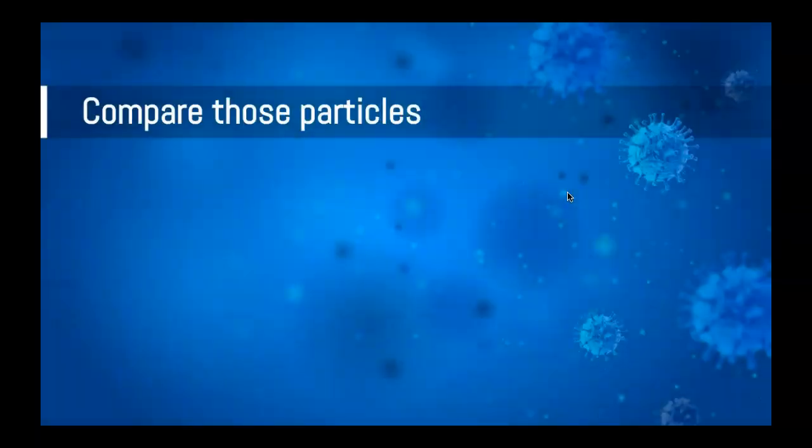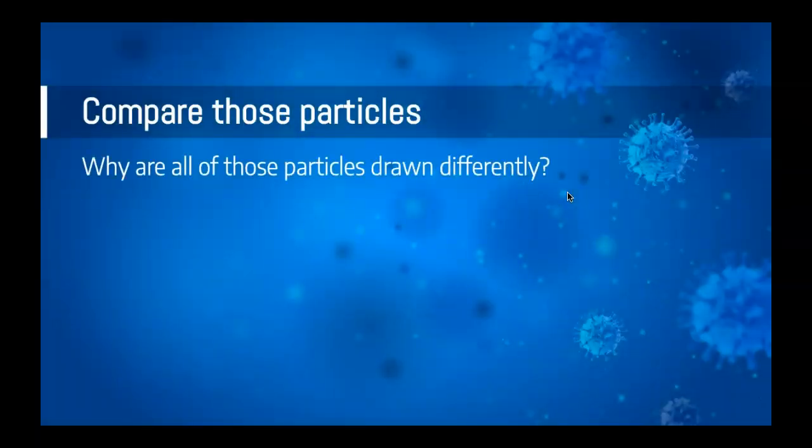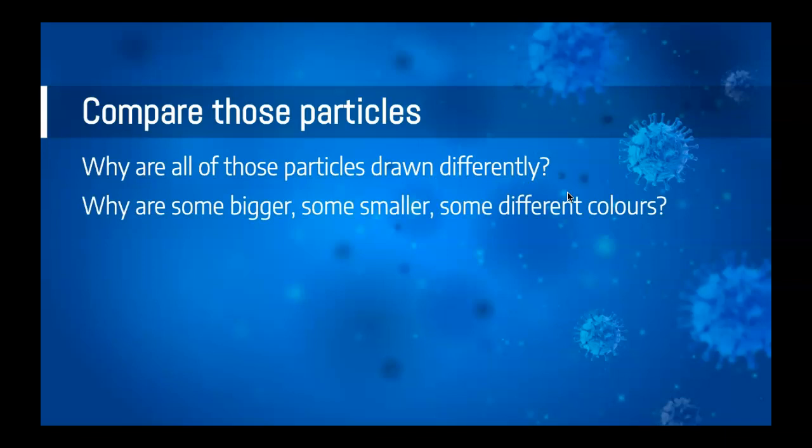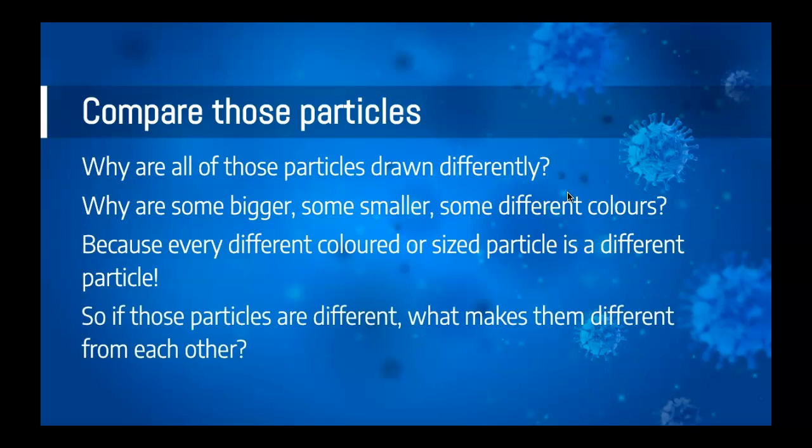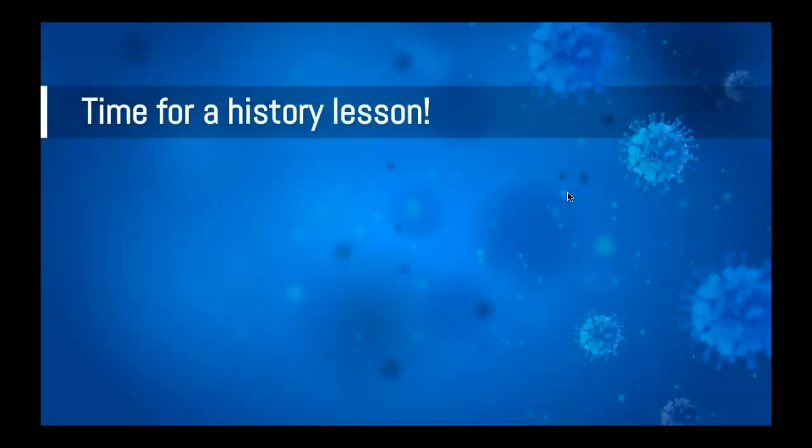Now, if we take a look at all of those particles, why were they all drawn differently? What was the point? Why were some bigger? Why were some smaller? Why were some different colors? Well, that's because every different colored or sized particle is supposed to represent a different particle. So the question then becomes, if those particles are different, what makes them different? Why are they different from each other?